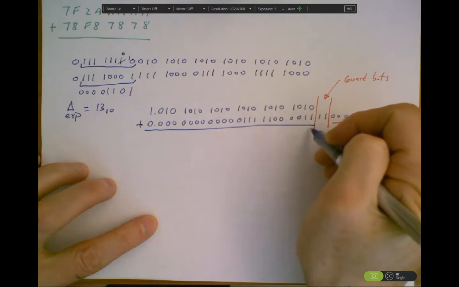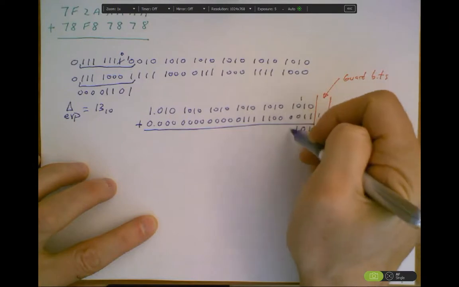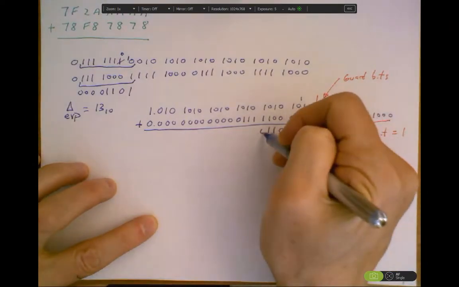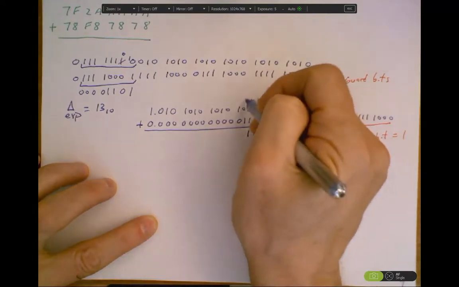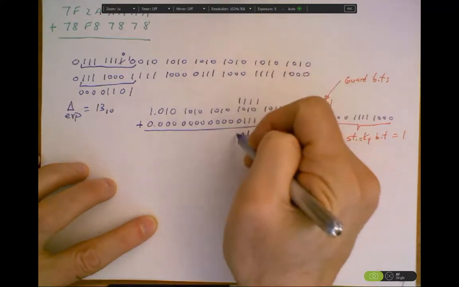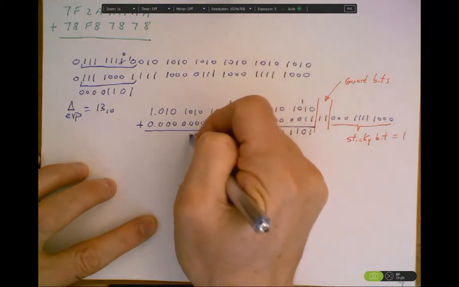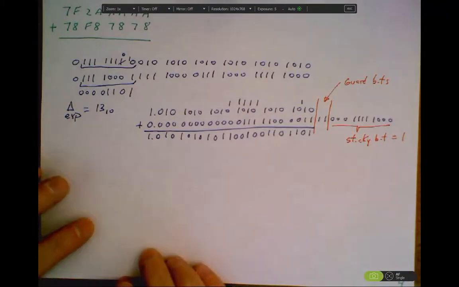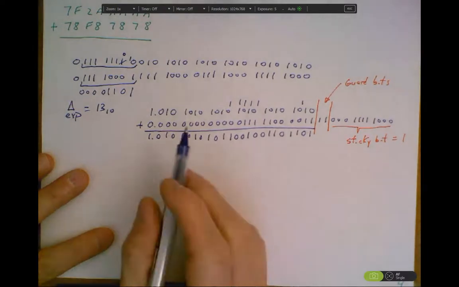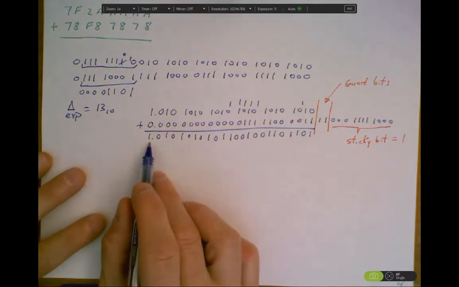Here's my last risky operation. So 0 and 1 is 1. 1 and 1 is 0. Carry the 1. 0, carry a 1. 0, carry a 1. So 1, carry a 1. 0, carry a 1. 0, carry a 1. If I've done that right, then that's the result. And note the result is already normalized, so I don't need to do any normalization here.